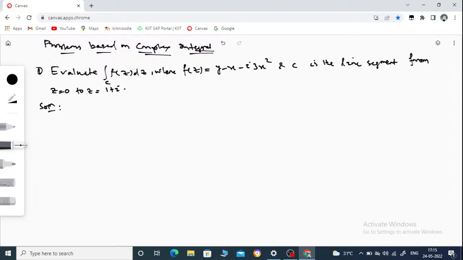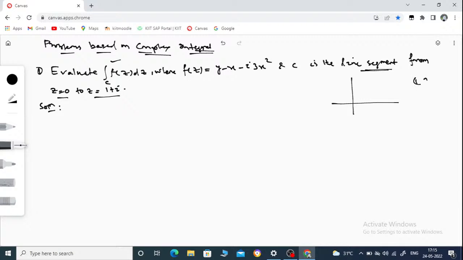We have to find the integration over C of f of z dz, where f of z is y minus x minus i 3x square, and C is the line segment from z equal to 0 to z equal to 1 plus i. So how will we do this type of problem? In our first step, we have to find the line segment which joins z equal to 0 to z equal to 1 plus i. So what will be the line segment that joins these two points?